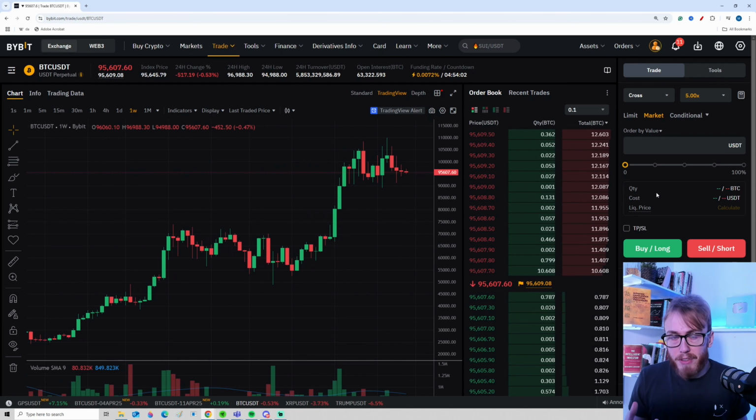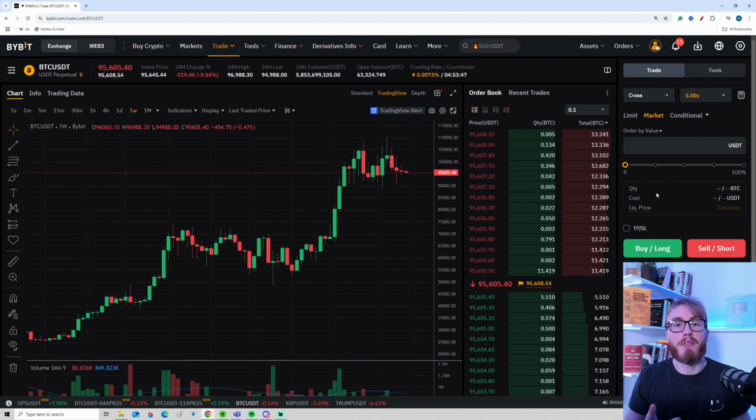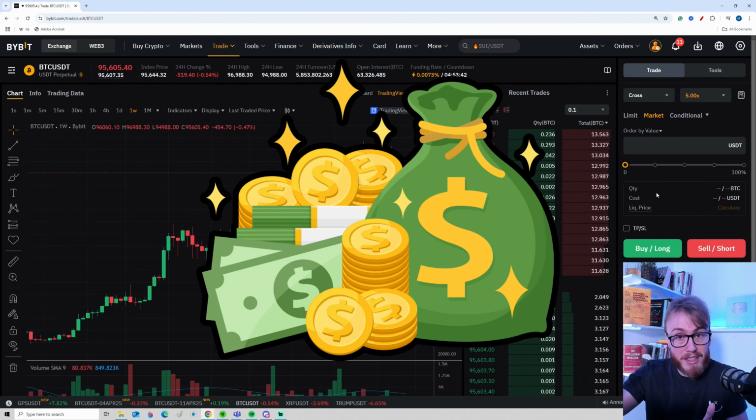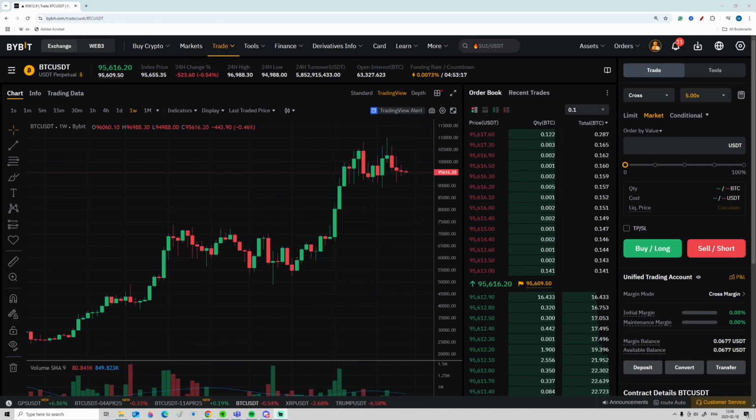But one big difference here, and what the futures market allows you to do, is to use leverage. And you can think about leverage as a tool that will multiply your profits, but also multiply your losses. So let me actually once again hide my camera here so you can see more clearly.